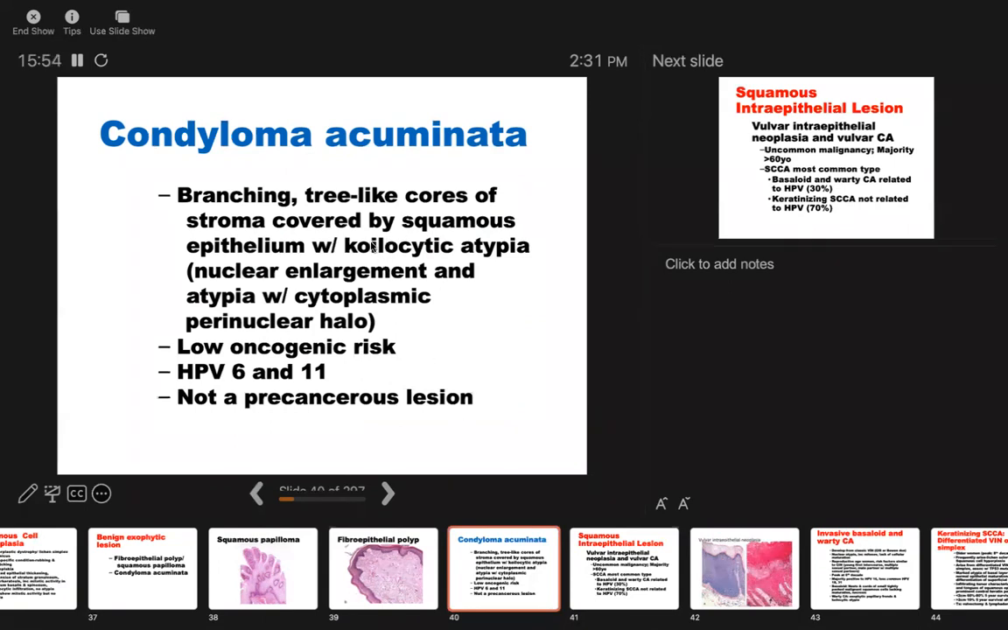Take note of the distinguishing term, koilocytic atypia. For condyloma acuminata, koilocytes are expected to be observed. When this is present, this feature is diagnostic that more likely the cause of the disease is HPV. Again, for benign lesions like condyloma, it is 6 and 11.